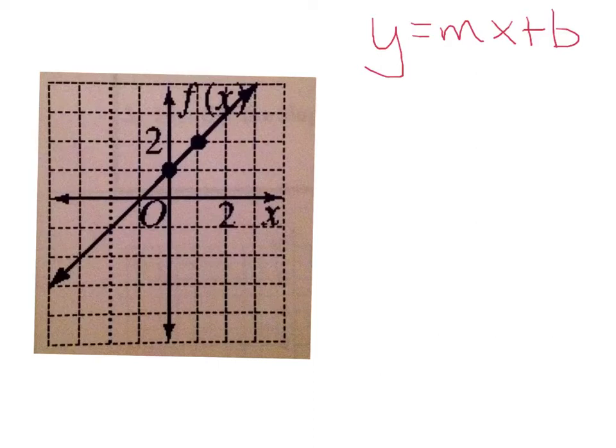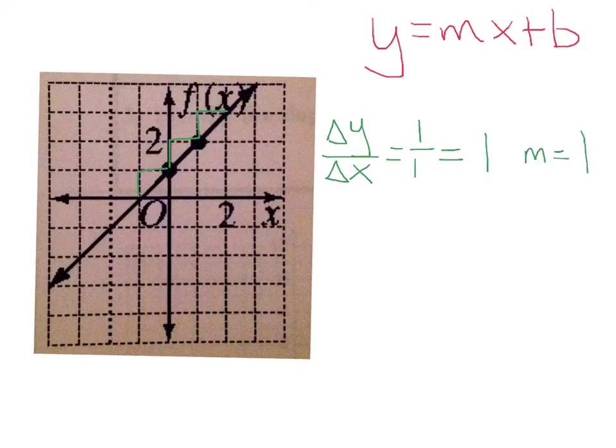So here I have a graph. Let's first find the slope, the rise over run, or the change in y over the change in x. And as you can see, this is going up 1 over 1, up 1 over 1. So 1 over 1 is 1. So I know that m equals 1.